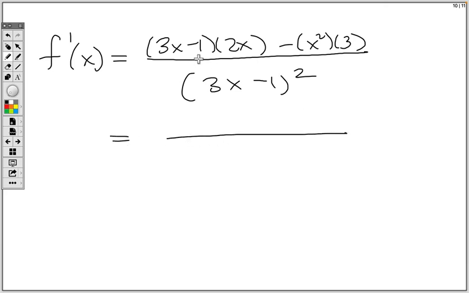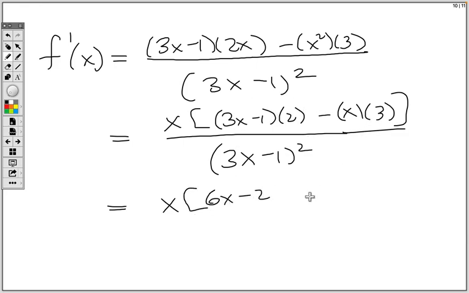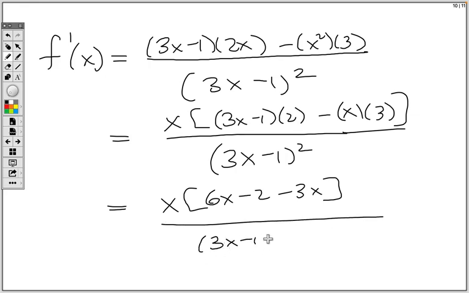So let's go ahead and simplify the numerator here. It looks like there is an x that I could factor out of both, so I'm going to go ahead and do that. That'll leave me with a 3x minus 1 times a 2, minus x times a 3. So x times, I've got a 6x minus 2 minus 3x over 3x minus 1 quantity squared.